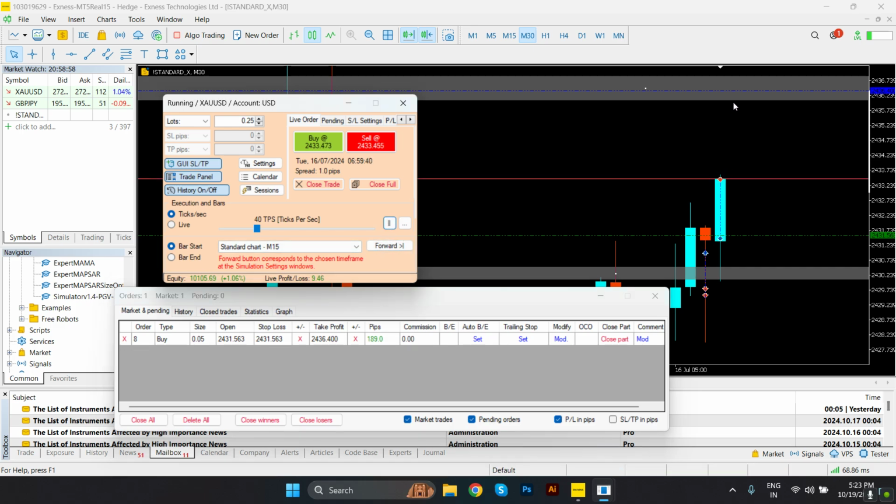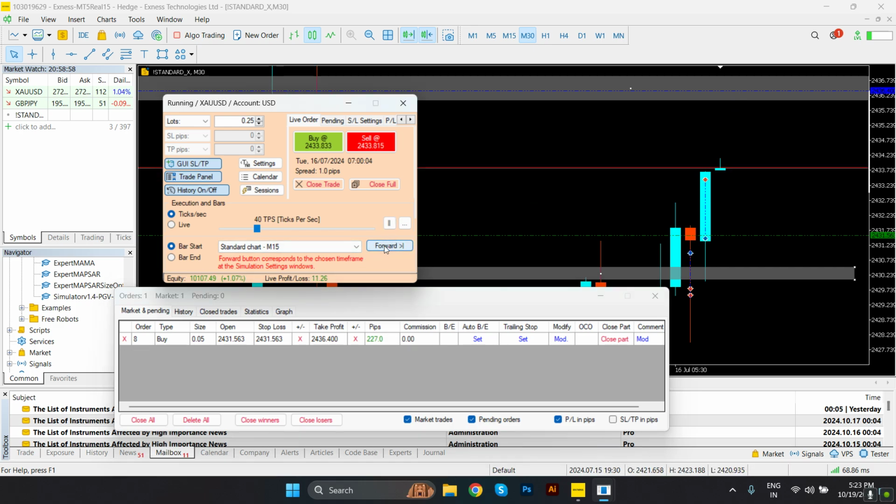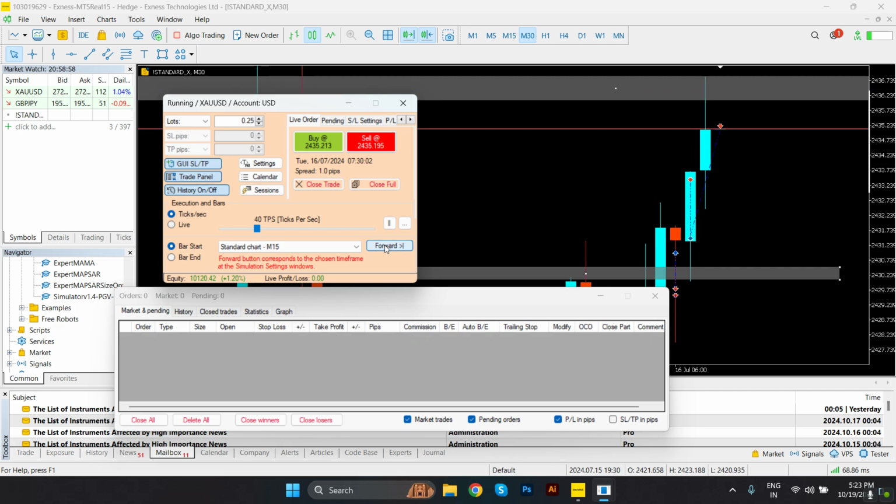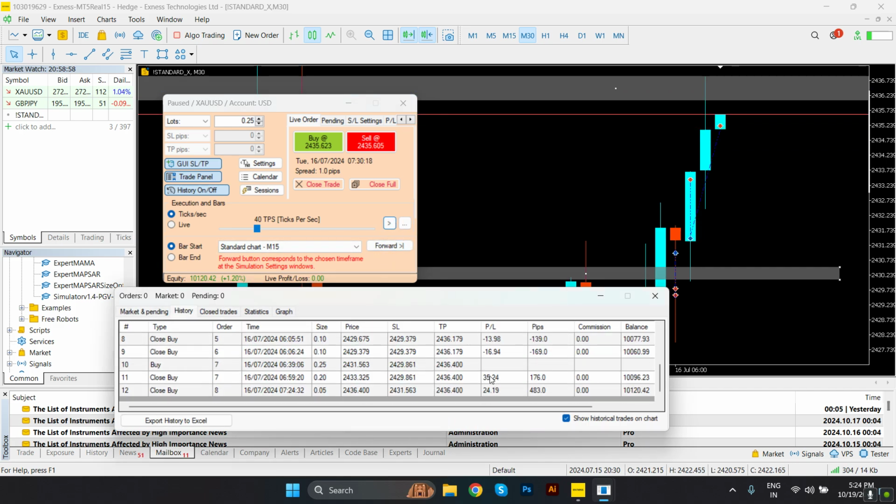I'll just forward the candle. I think it's gonna go up. Yeah, it should. Oh wow, yeah, it hit the TP. Look at that. I just forwarded the candle. Look at this. I lost 13 and $16, like 23, but I made it back. So overall, again, I'm closing the day in positive.